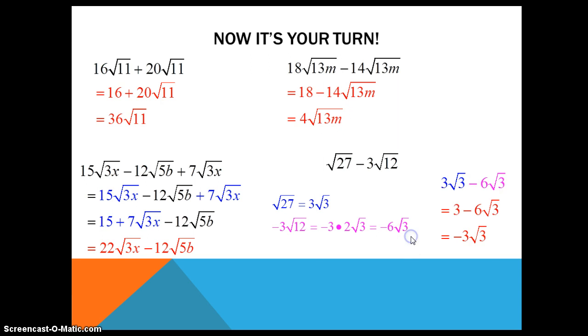And now, when we look at these, they both have square root of 3. We have 3 square root of 3 is the same as square root of 27. Negative 6 square root of 3 is the same as negative 3 square root of 12. And so now we can combine the coefficients. 3 minus 6 gives me negative 3 square root of 3.